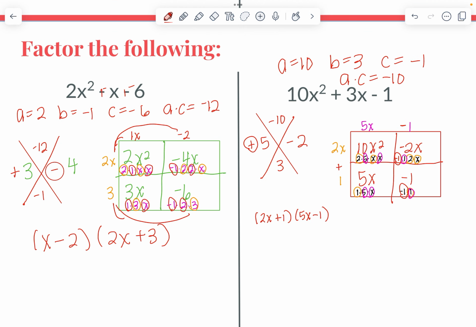All right, make sure you're using your note sheet so you know which signs go where and the process to follow.